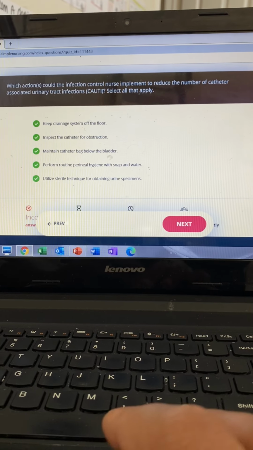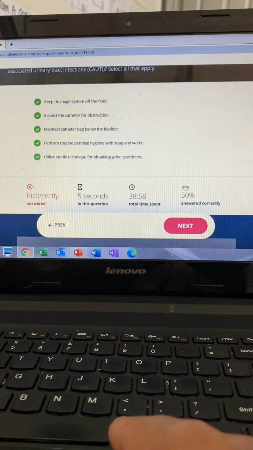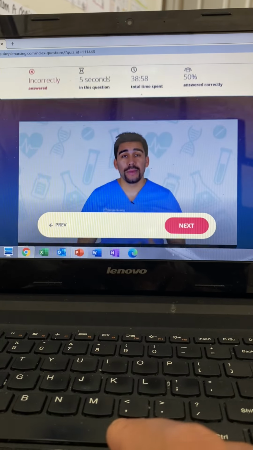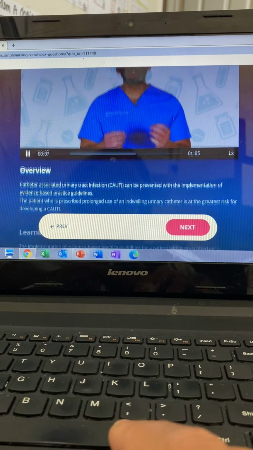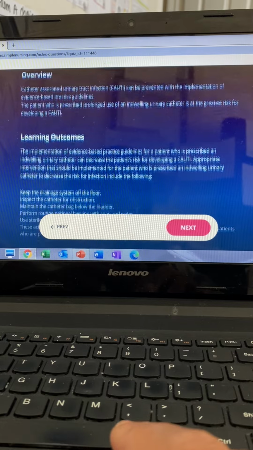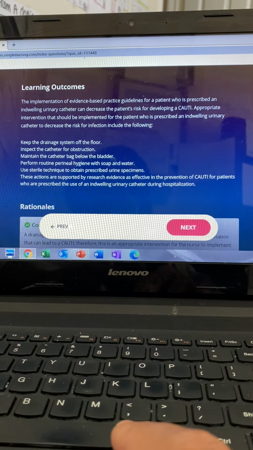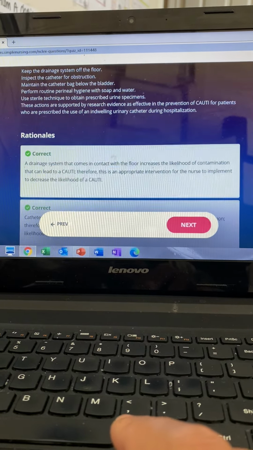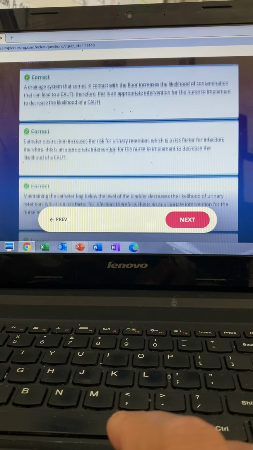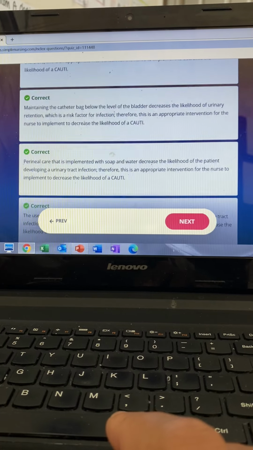Now, using our 3 steps, let's break this down. So this question's asking for actions to implement for the key problem, reducing catheter association UTIs. So immediately we're thinking clean and sterile. So the solutions we're looking for are methods to decrease this risk for infection.